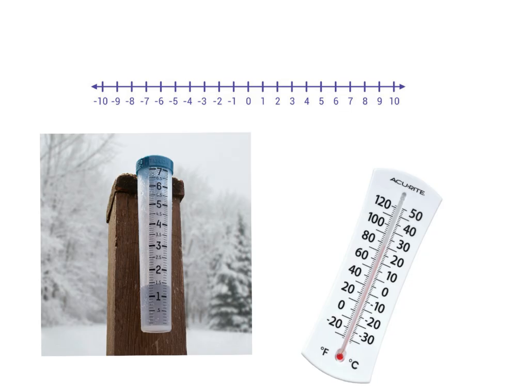We are used to actual number sets and ways to represent them. We have used a number line many, many times at this point. And then thermometers are another way to represent numbers in a set, as well as devices that measure things like snowfall or rainfall.